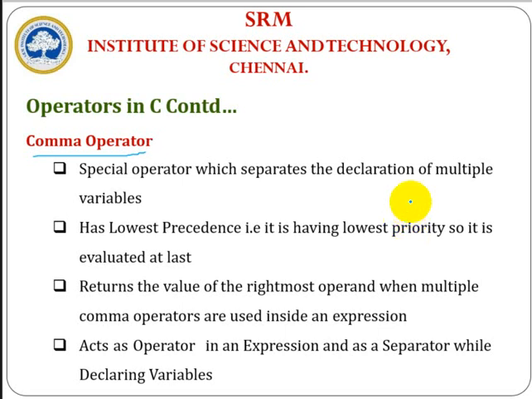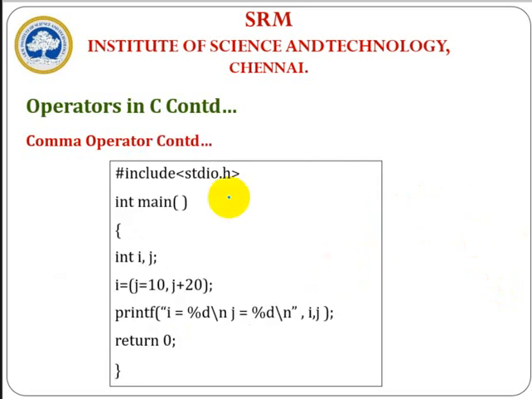Say we have one example so that you can understand better. In this comma operator, you can see I'm declaring the values i and j as an integer data type, and we are giving this statement: i = (j = 10, j + 20). So multiple expressions are given here.